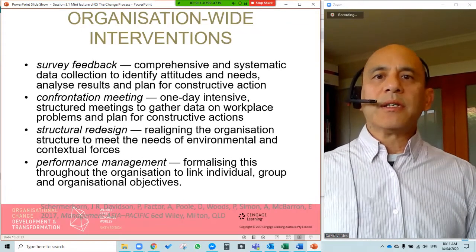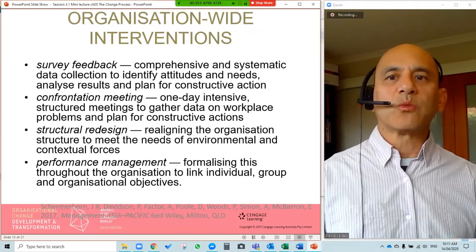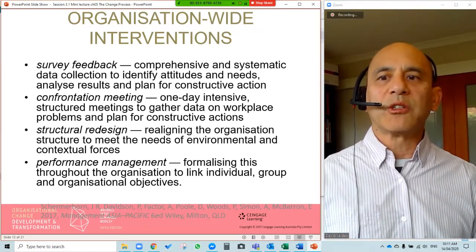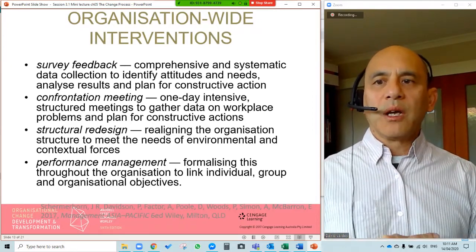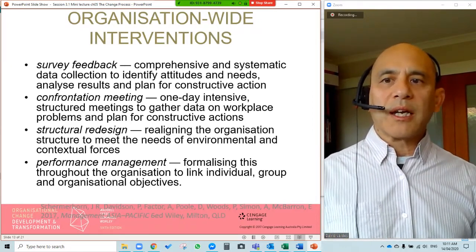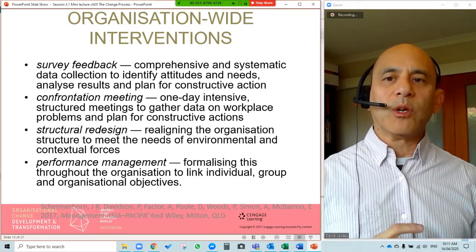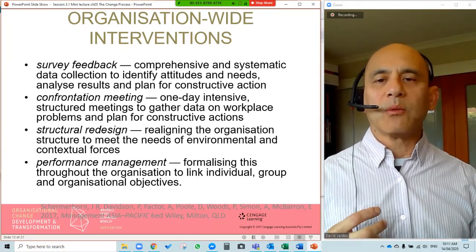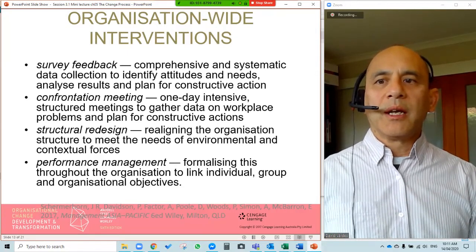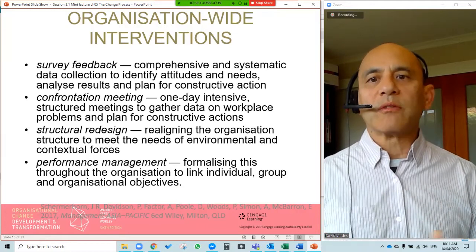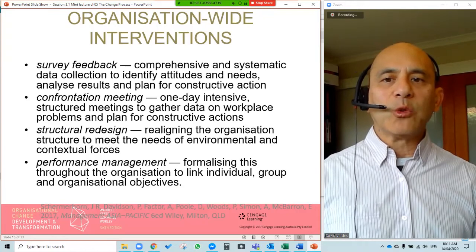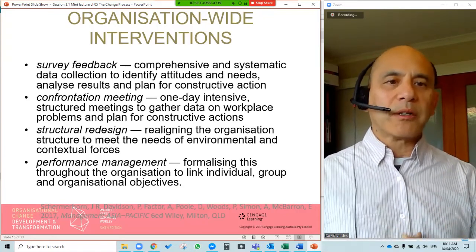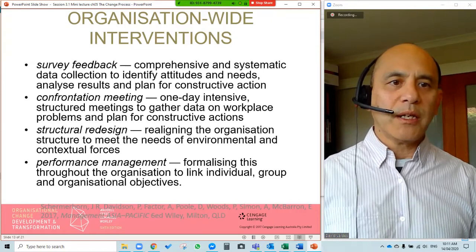The third category of interventions is what we call organization-wide intervention. This time we're looking at the entire organization, where we can use, again, surveys, and we look at the feedback from employees about the entire organization. We collect, like a student survey, an employee survey to figure out what their attitudes and their needs are. And we can use these results to plan for a better action or a solution.